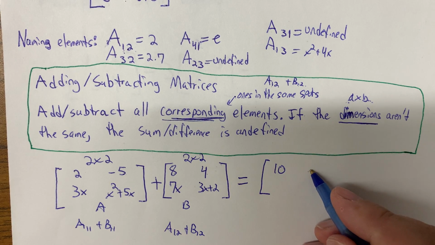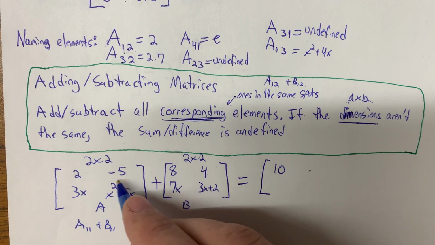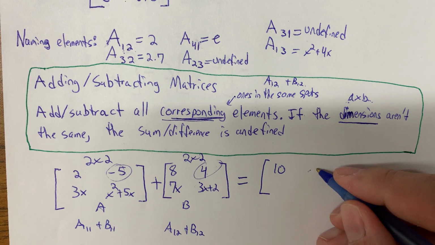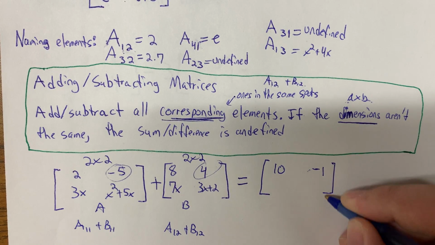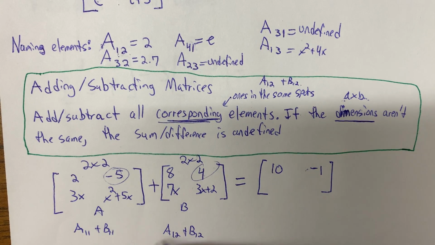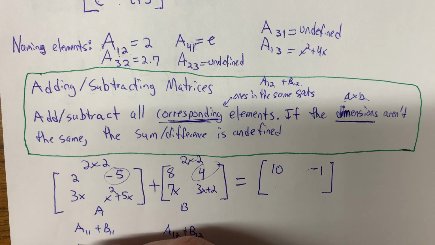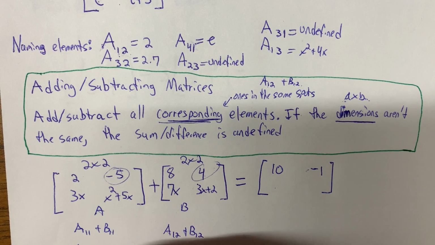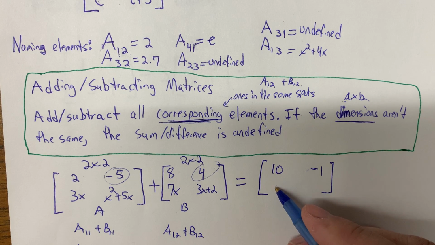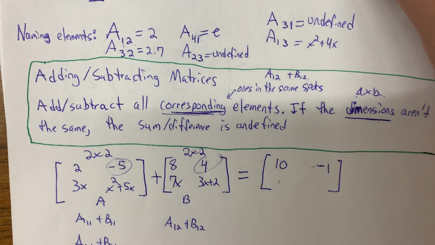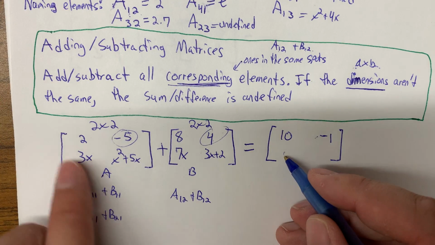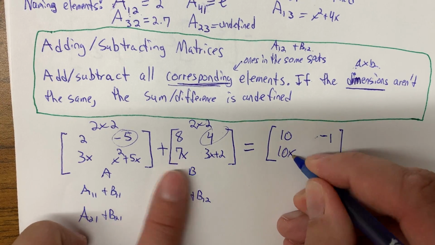So what is the element that will go here? Well, you're going to add -5 plus 4, and that's -1. How about this one? This is going to be A21 plus B21, the second row, first column. What is the answer in the second row, first column going to be? Well, I hope we see that this is going to be 3x plus 7x, which is 10x.